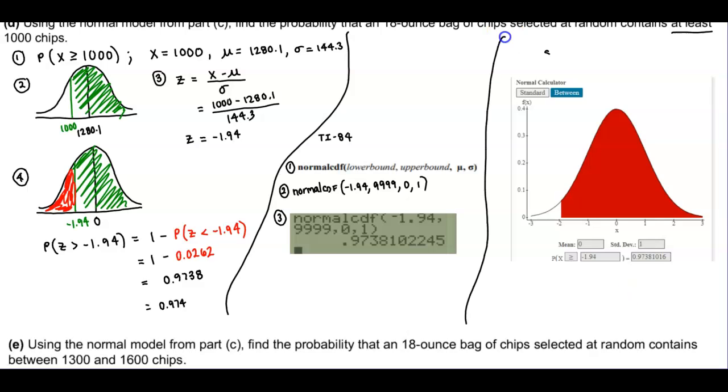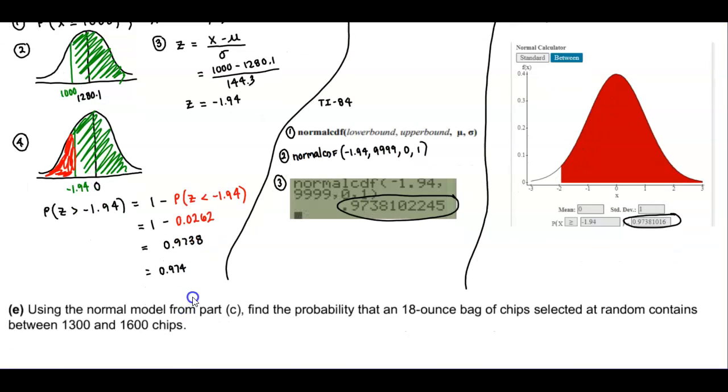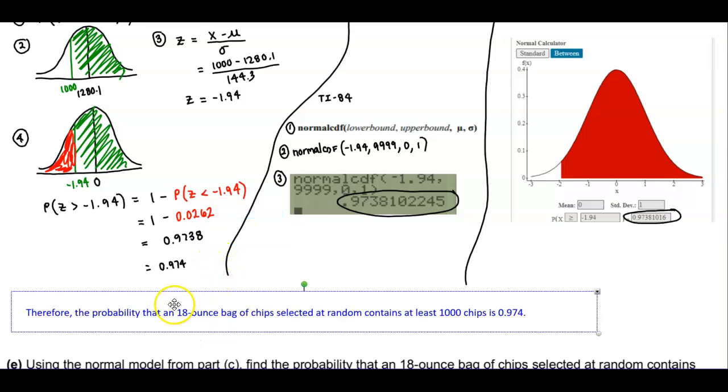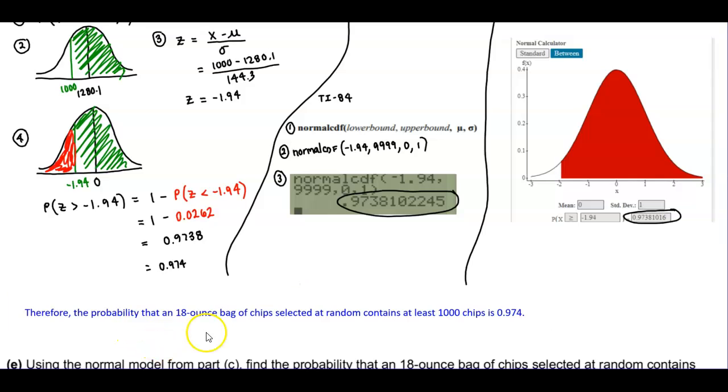Okay, so again, this is Statcrunch. You can see here we get the same area, and the same area here is what we got in step 4 down here. Okay, so what can we say? We can say that therefore the probability that an 18-ounce bag of chips selected at random contains at least 1,000 chips is 0.974.